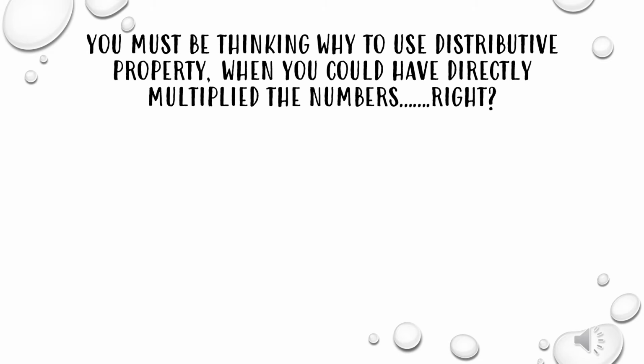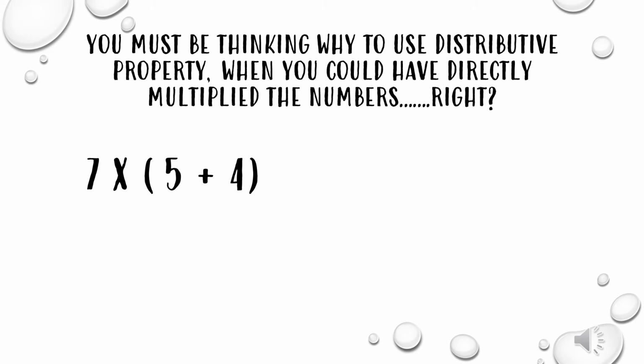Children, you must be thinking, why use the distributive property when you could have directly multiplied the numbers, right? I'll say that you are thinking absolutely right. Multiplying 7 and 9 is a very easy task. But then why have we distributed 9 as 5 plus 4 and increased the steps of calculation? Children, I would like to tell you that all the properties you are learning are meant for only one purpose, that is to simplify your calculation.